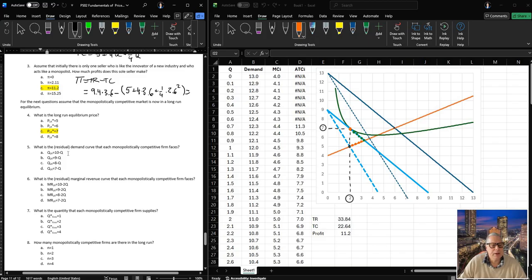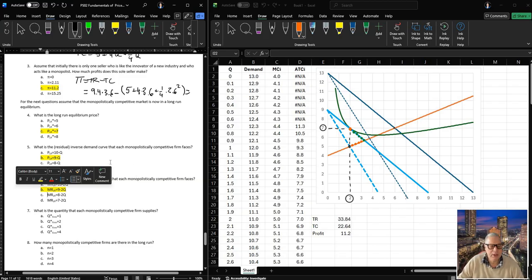What is the residual demand curve? And there is a typo, it should actually be P. Okay, but it's 9 minus Q, so it's this one here. Technically it's the inverse demand function actually. So it's 9 minus Q. What is the residual marginal revenue curve? It's twice as steep, so that must be 9 minus 2Q. So that's B.